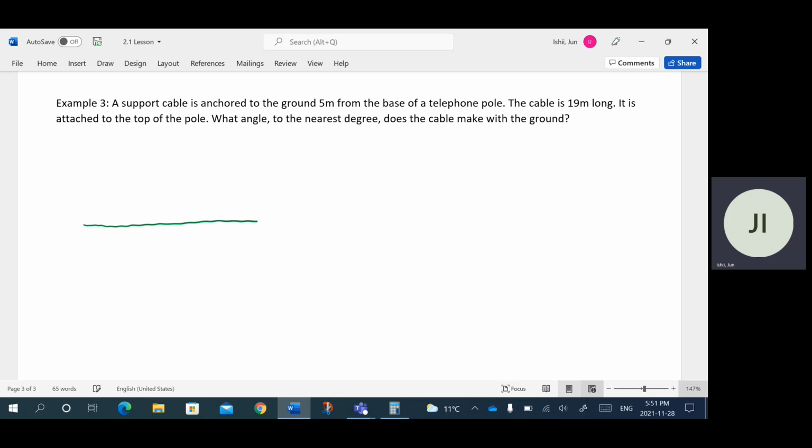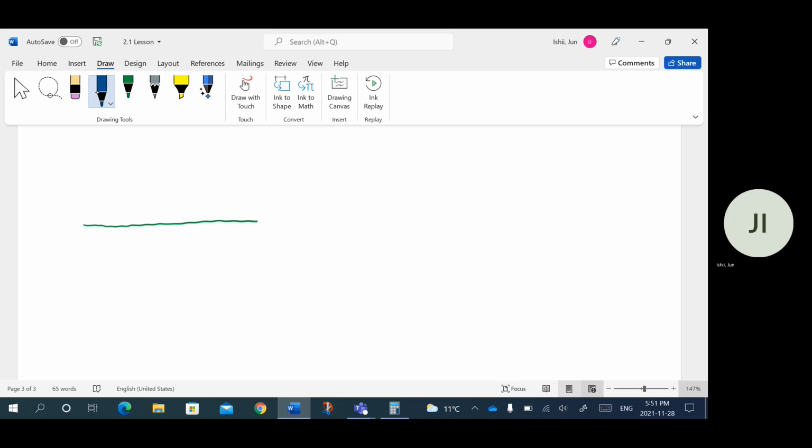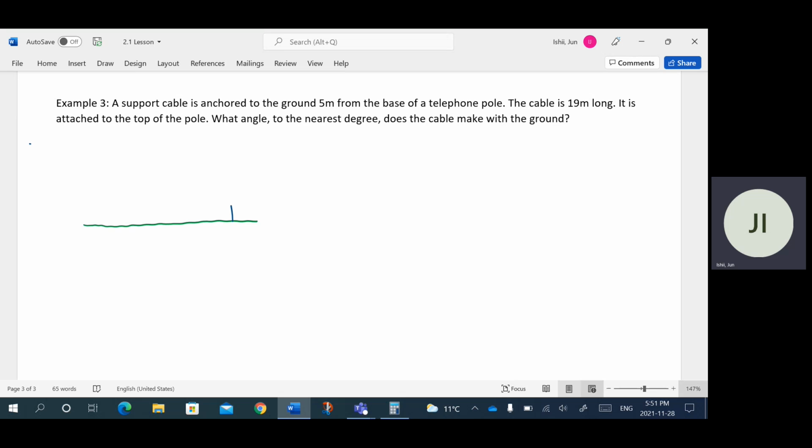So here's the ground. And basically we have a telephone pole. And the support cable is anchored 5 meters from the base of the telephone pole. So there's a cable here. This is 5 meters. The cable is 19 meters long, so 19 meters here. What angle to the nearest degree does the cable make with the ground? This is the cable again, that's the ground. So we want to find this angle here.